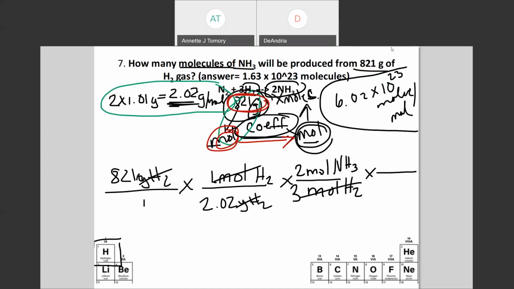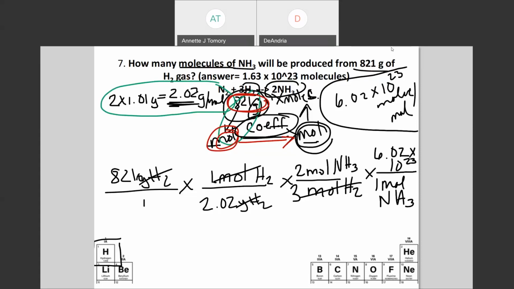Okay, molecules go with Avogadro's number. We have moles of NH3 on the top. What am I going to put on the bottom, the next one? Moles of NH3. What number goes with moles? 1. 1 mole NH3. What am I going to put on the top? The 6.02 times 10 to the 23rd. Yep, I ran out of room. But yes. All right. We have it all out.